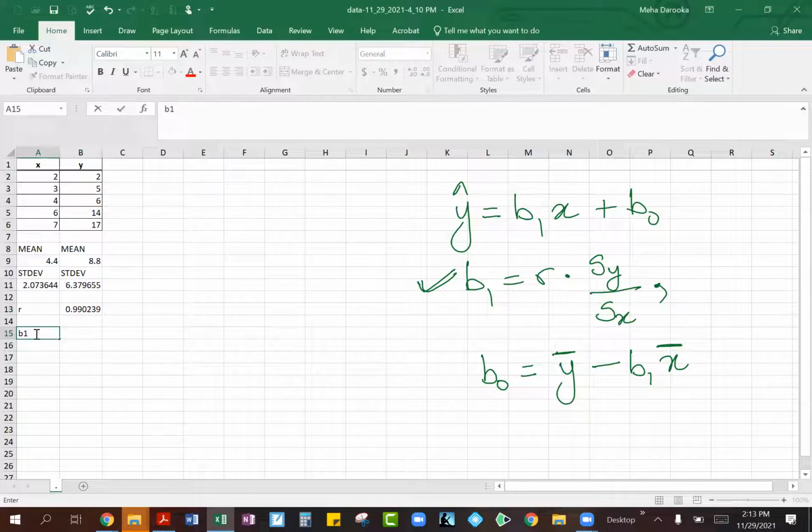We'll start with B1 because without B1, we cannot find B0. So for B1, we start by equal to, you're multiplying by the correlation coefficient. So that's the R, which is this 0.99. You will see I'm not rounding the numbers. I'm just leaving them as our spreadsheet gave them to us. So multiply the R value with the standard deviation of Y divided by the standard deviation of X. So you can see I took the cell where I have all of these numbers and I'm just letting Excel do the calculations for me. So this will give you the B1 value.